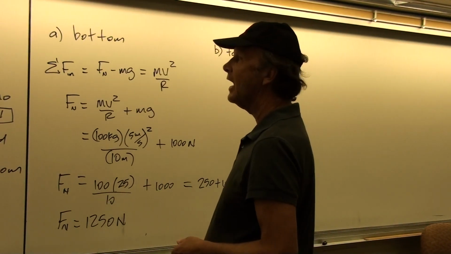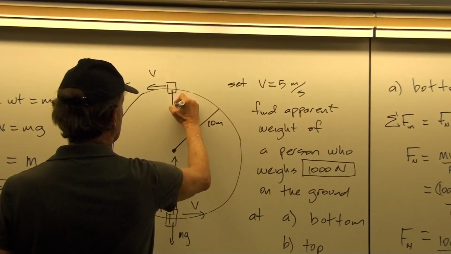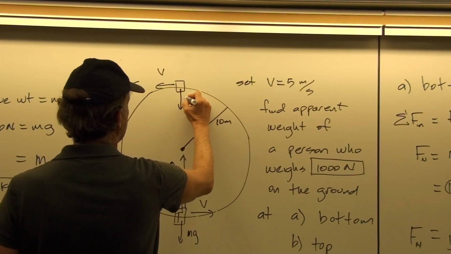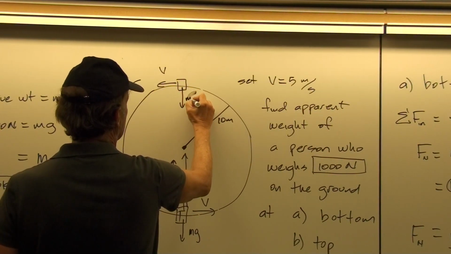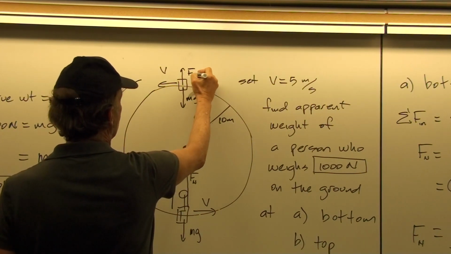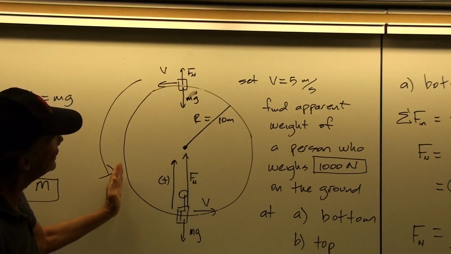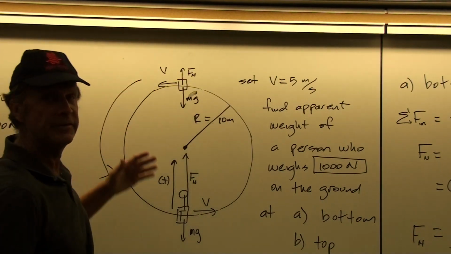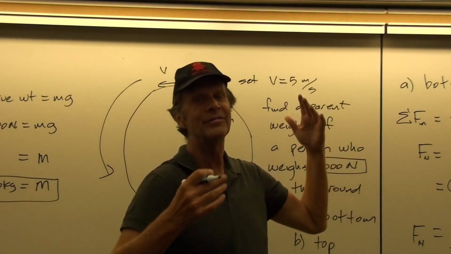Okay, so at the top of the path, we need another force diagram, mg, and the normal force. Now in this case, I'm making the normal force smaller than mg, because I know when you tend to go up over the top, you tend to feel lighter. As a matter of fact, you could feel so light that you would lift off.